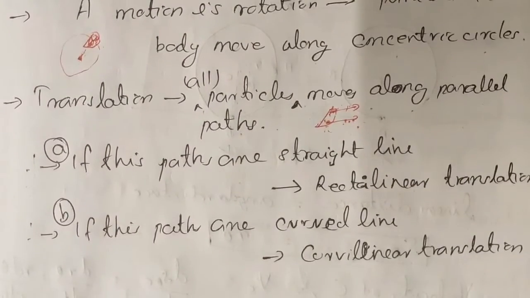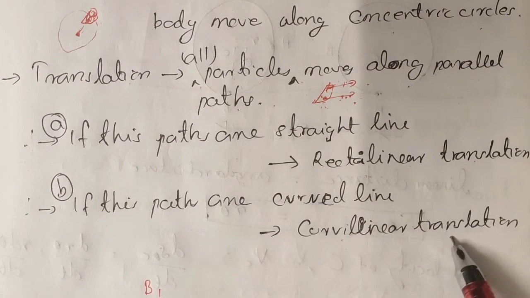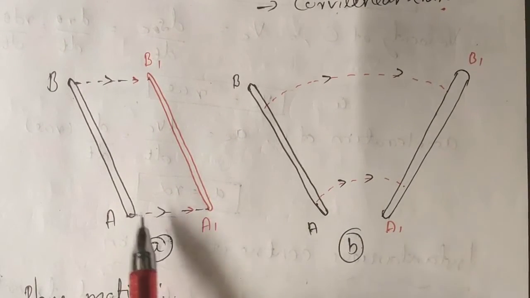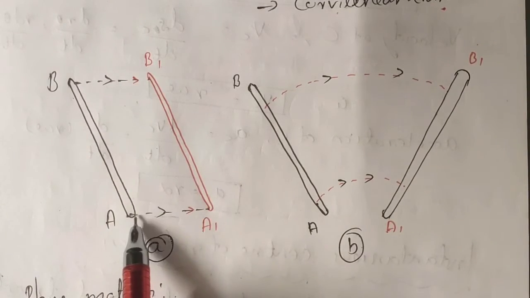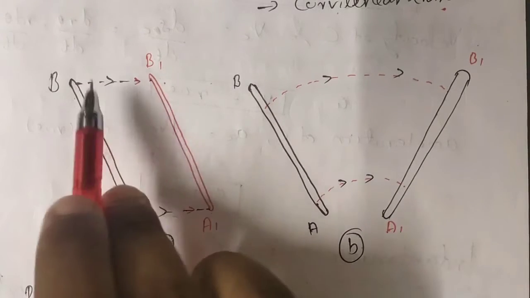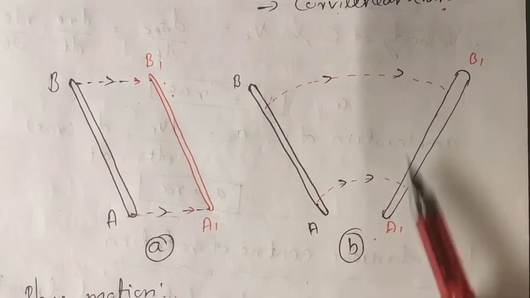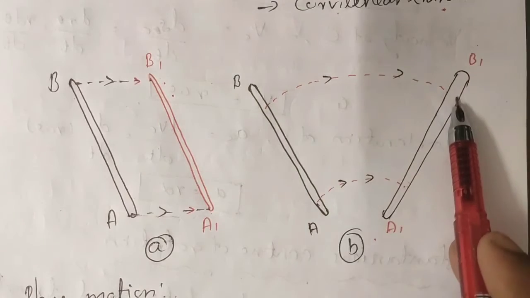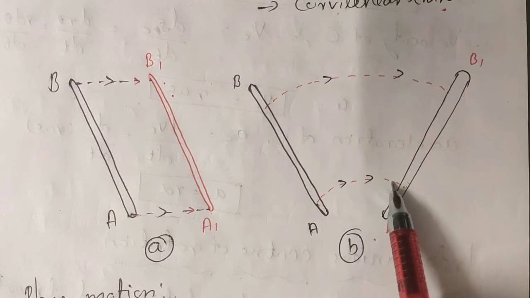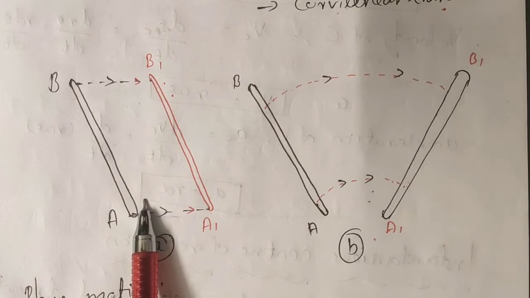Translation has two sections. The first one is rectilinear translation. The second one is curvilinear translation. From the figure we can say what is rectilinear and what is curvilinear. This is rectilinear. In this body we can consider these two parallel lines, so it's a translation. Both are parallel and straight lines, so it is rectilinear. In the second case, these two points are also parallel, but they are moving in curved parallel lines, so it is curvilinear translation. So this is curvilinear translation and this is rectilinear translation.